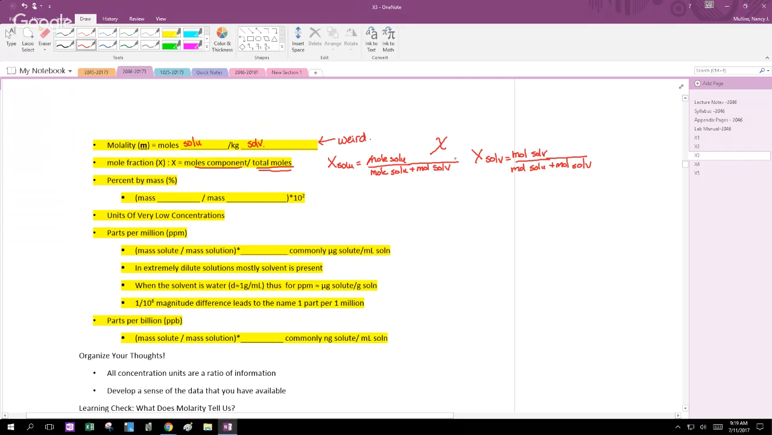Now, of course, if you think about it, we know that the sum of the parts of a solution has to equal 1. So if I've solved for the solute, I could say 1 minus the mole fraction of my solute would give me the mole fraction of my solvent, because they have to add up to the whole.